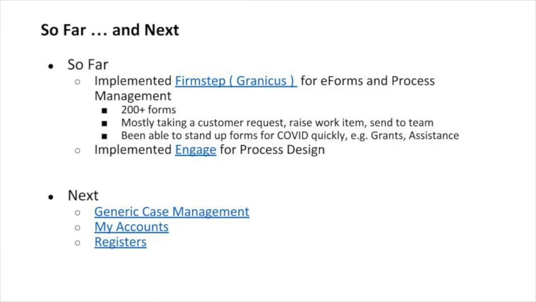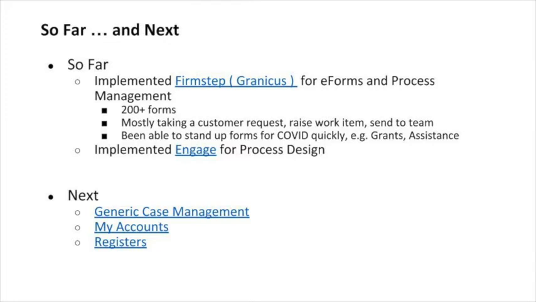So I'm going to deal with the first part of this slide. Paul set out the capabilities that we've sought to acquire and the ones that we have acquired, and a number of firms have provided those. The mainstay has been provided by Granicus, as firm step as it was, to provide us with the e-forms, and we've also obtained process design capacity through the Engage system, which has been very successful.